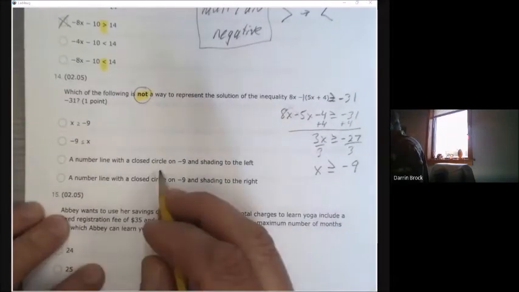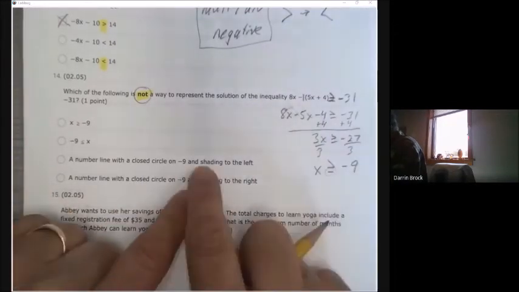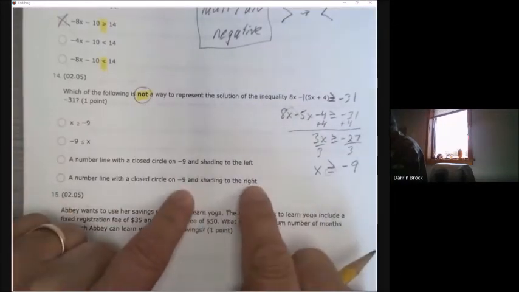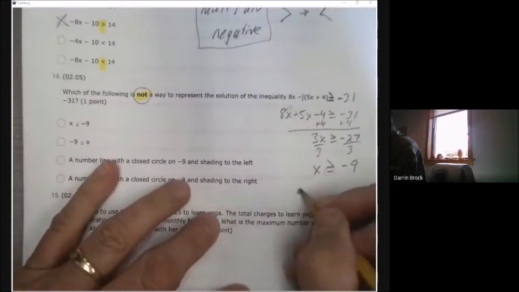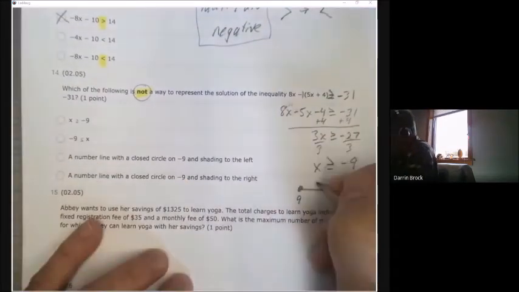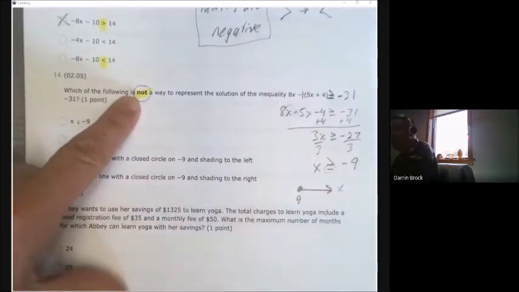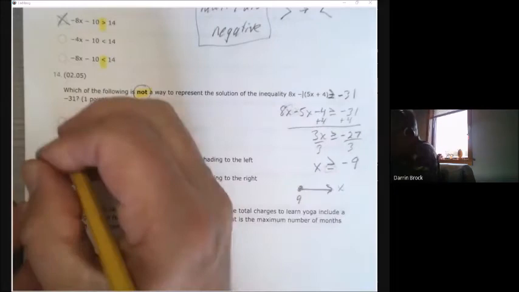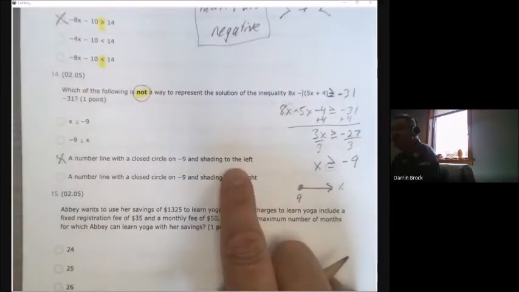A number line with a closed circle. They both have a closed circle because it has the equal underneath there. But is the shading going left or going right? If x is bigger than 9, we've got a solid circle at 9, and x is bigger, so it's everything bigger. X is over here, everything. So not to the left. Not shading to the left.